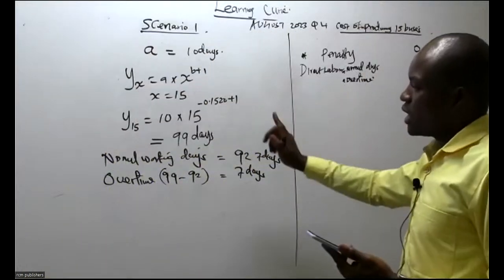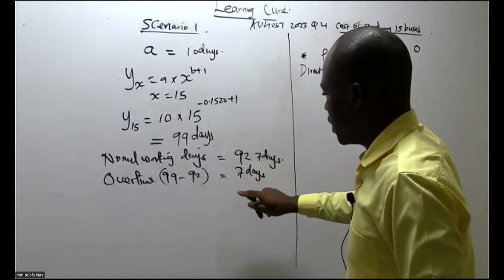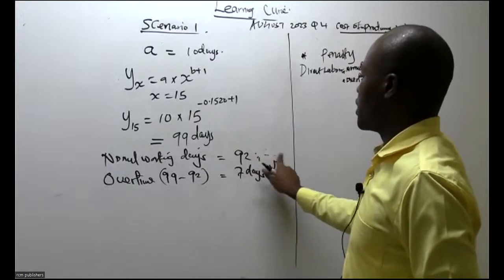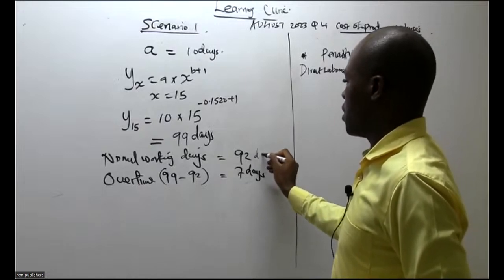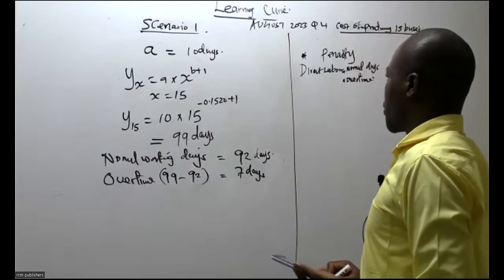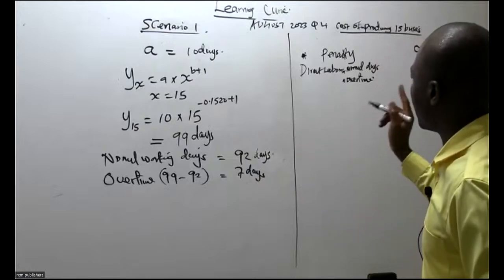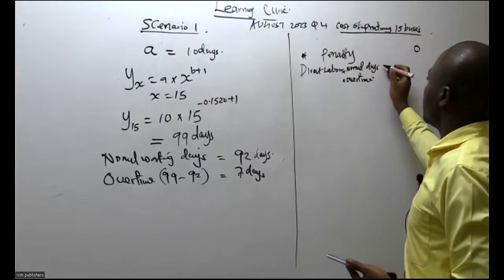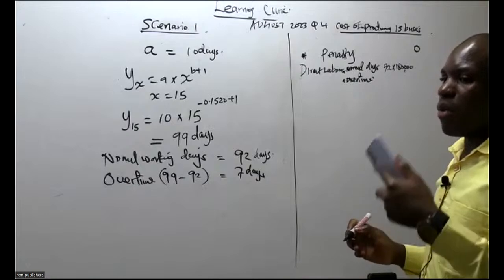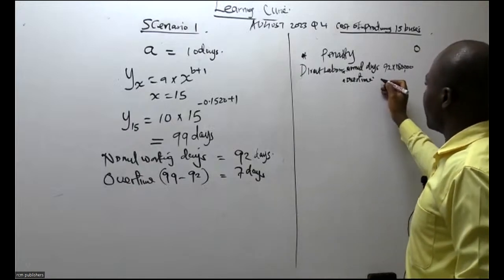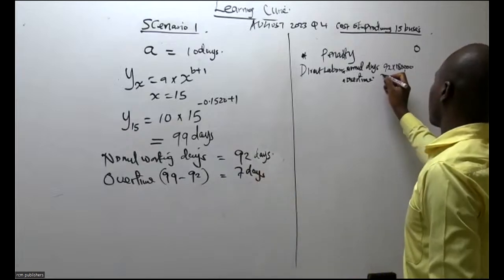Direct labor: we are being told the normal working days is 92 days. So they have worked for 99. It means the first 92 days, they're going to be paid at the normal rate. And what is the normal rate? It is going to be 92 by 180,000. The overtime worked by these employees will be paid at double the normal rate, and the overtime days is 7.